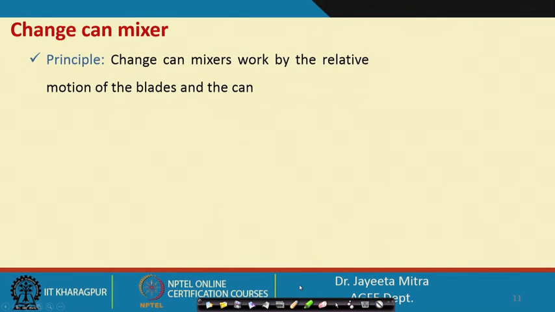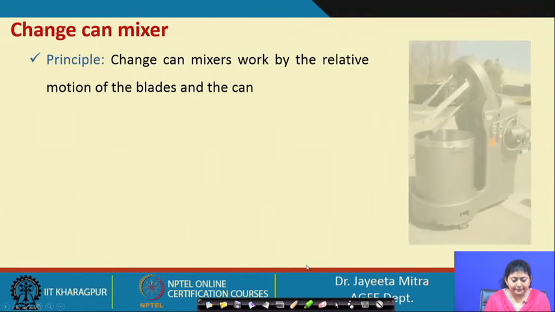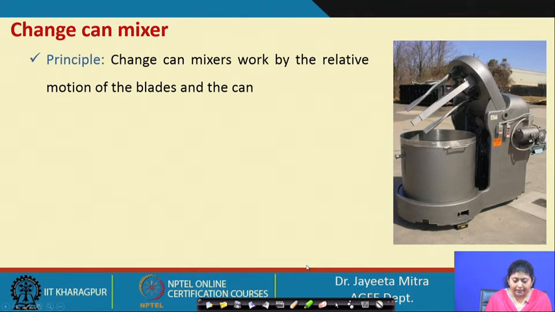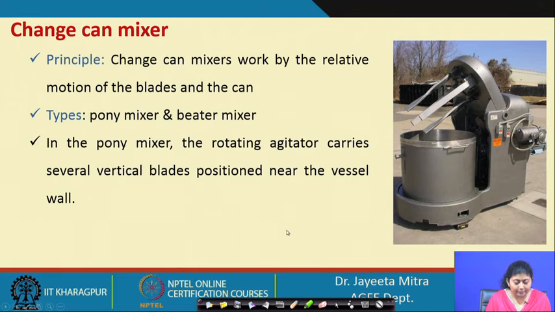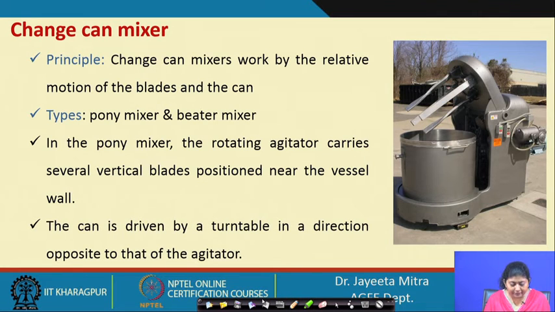First we will see the change can mixture. The principle is that a change can mixture works by the relative motion of the blades and the can. The types are the pony mixture and the beater mixture. In the pony mixture, the rotating agitator carries several vertical blades positioned near the vessel wall. The can is driven by a turntable in a direction opposite to that of the agitator.